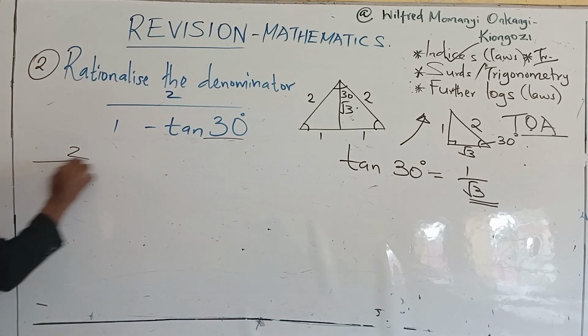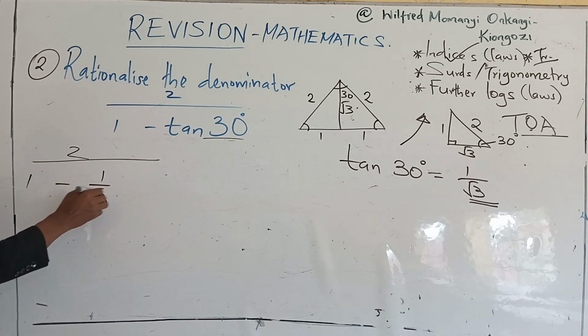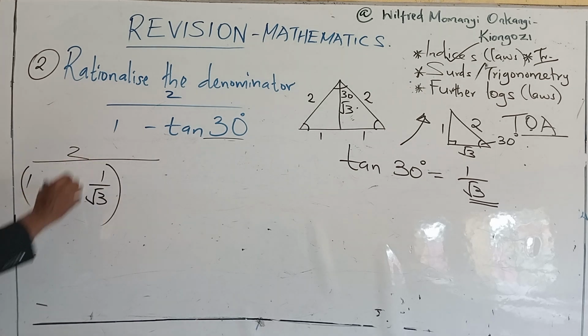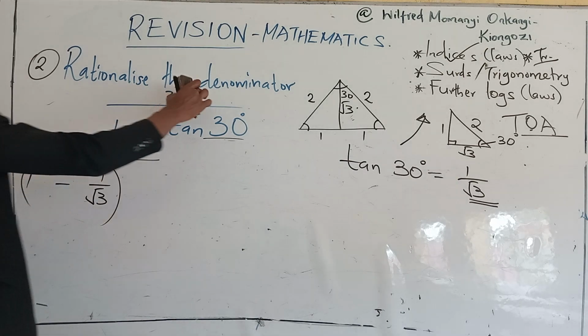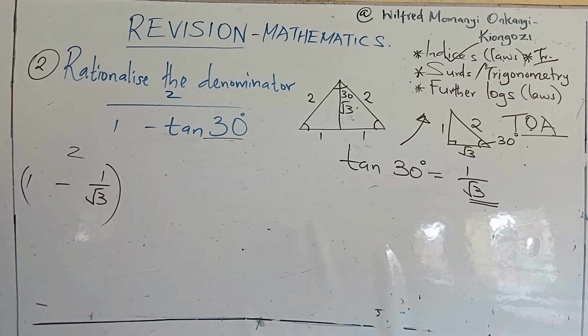So 2 over 1 minus 1 over √3. Then from this point, I think we can rationalize. To rationalize is to make irrational numbers rational, especially when we are rationalizing the denominator. Because it is irrational, we are making it rational.